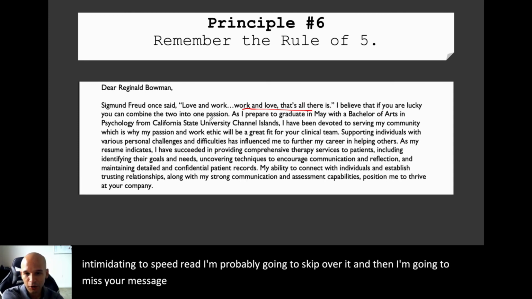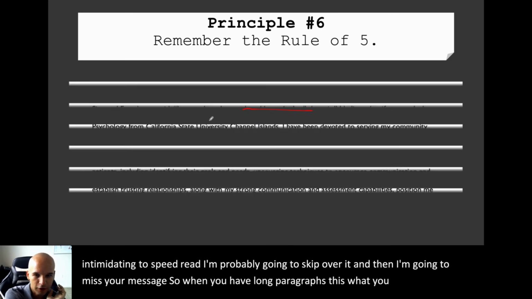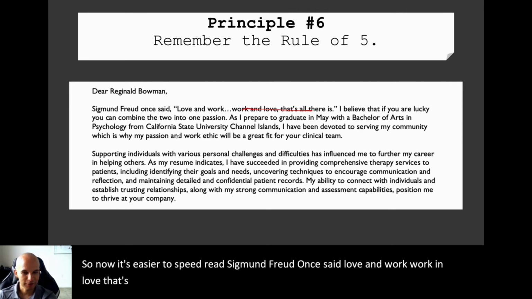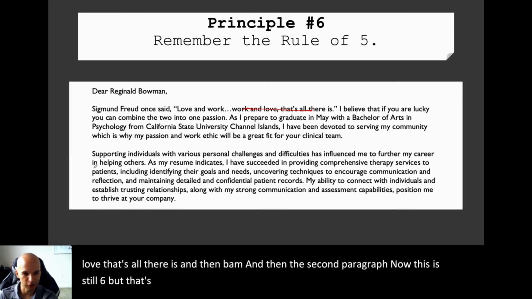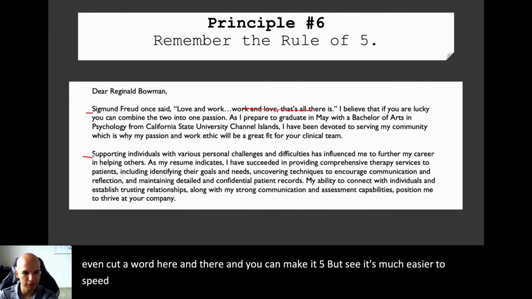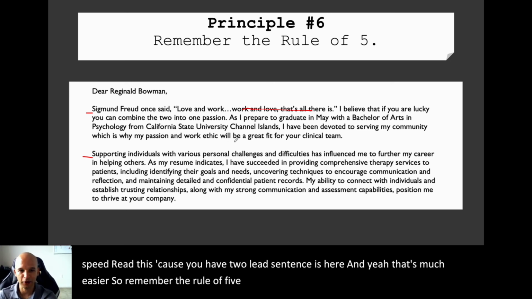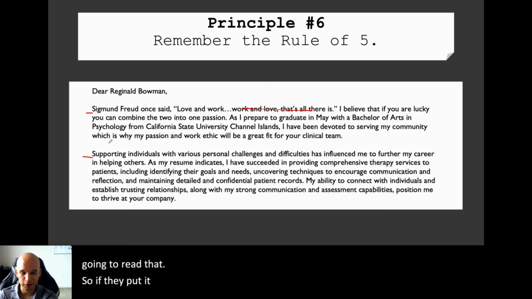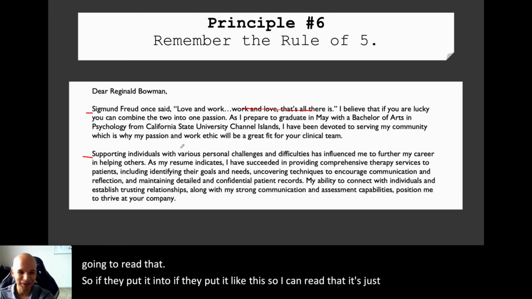So when you have long paragraphs like this, what you should probably do is just break it up into 2. So now it's easier to speed read. Sigmund Freud once said, love and work and love, that's all there is. And then bam, the second paragraph. Now this is still 6, but that's okay. Your rule of 5 is just 5, but 6 can be okay at times. Maybe even cut a word here and there and you can make it 5. But see, it's much easier to speed read this because you have 2 lead sentences here. So remember the rule of 5. Don't have these long chunk paragraphs. Like I've seen students have 12-line paragraphs, and I'm like, I'm not going to read that. But if they put it like this, oh, I can read that. It's all visual layout and psychology.